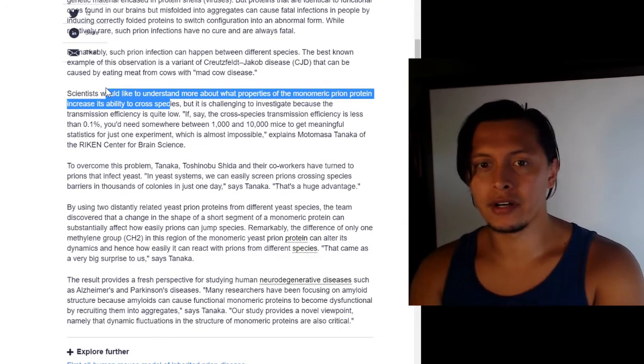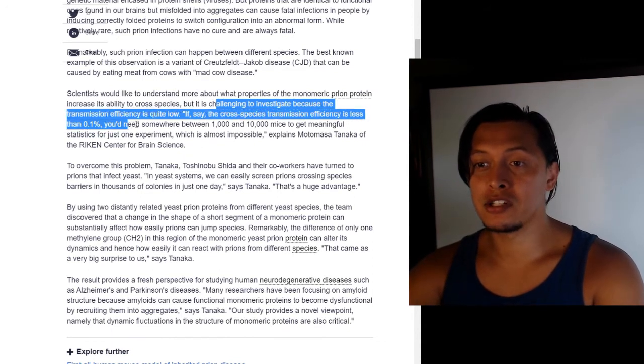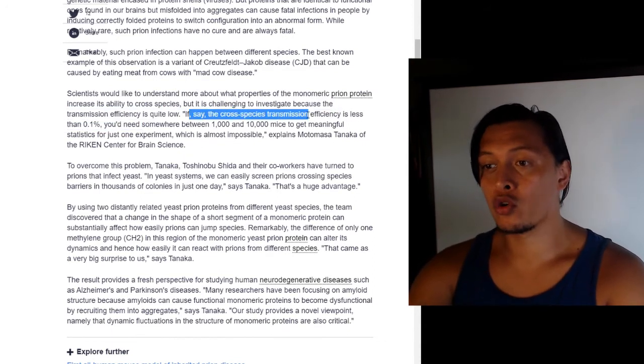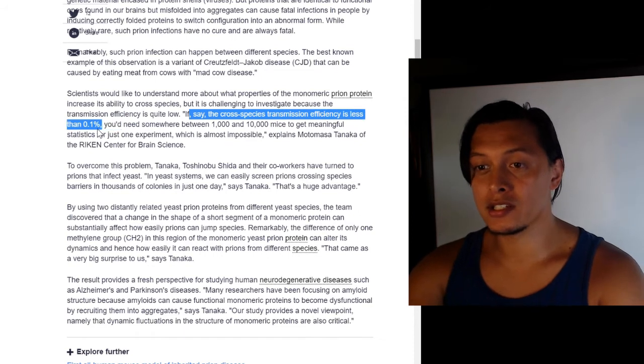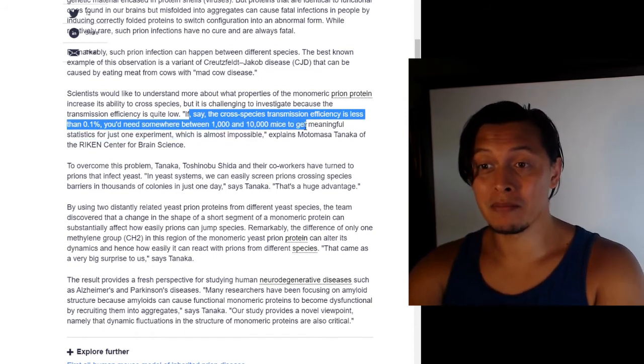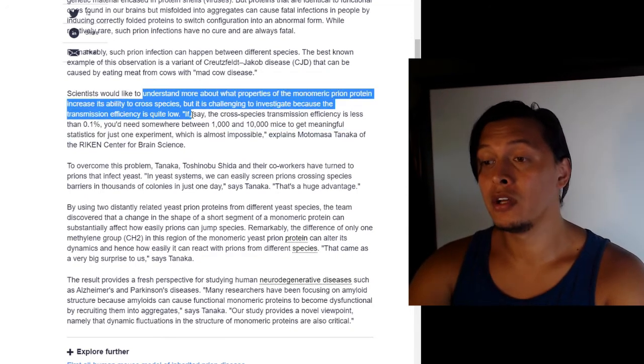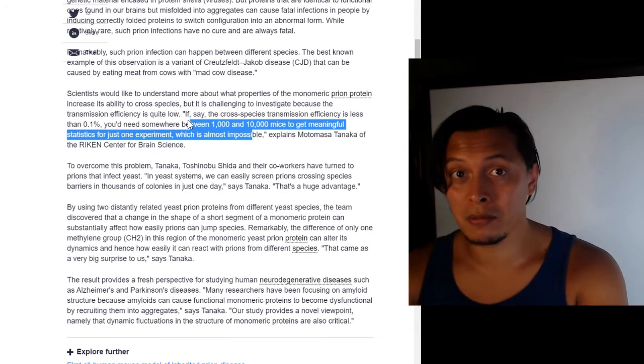It seems very run-on sentencey to me. However, it's challenging to investigate because the transmission efficiency is quite low. If, say, the cross-species transmission efficiency is less than 0.1%, you would need between 1,000 and 10,000 mice to get meaningful statistics for just one experiment, which is almost impossible. So we can say that this is probably a very good thing, right?